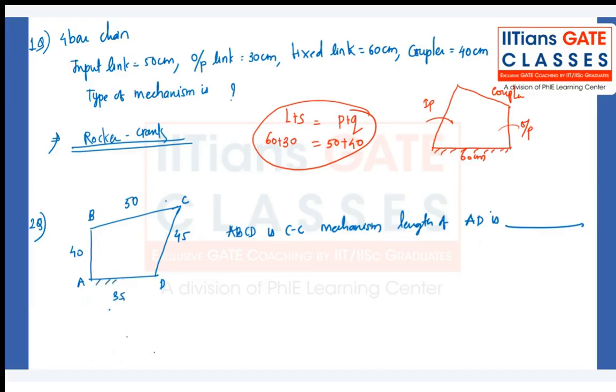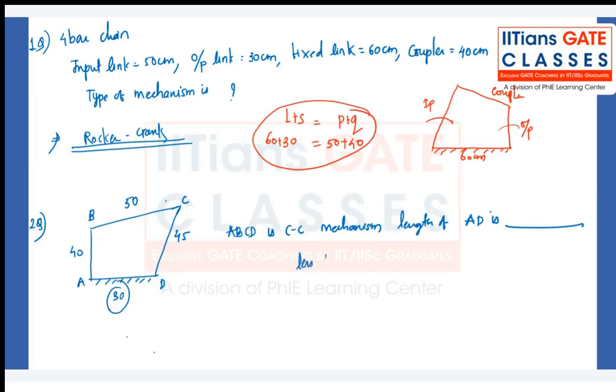So if I say it is a 35, what is the length of shortest and longest? So if I make it 35, then shortest and longest will be 85, and that is equal to the other two. Okay, and then the shortest link is fixed, so you will have the crank mechanism, right? And if I even make it as 30, then also it's the same thing.